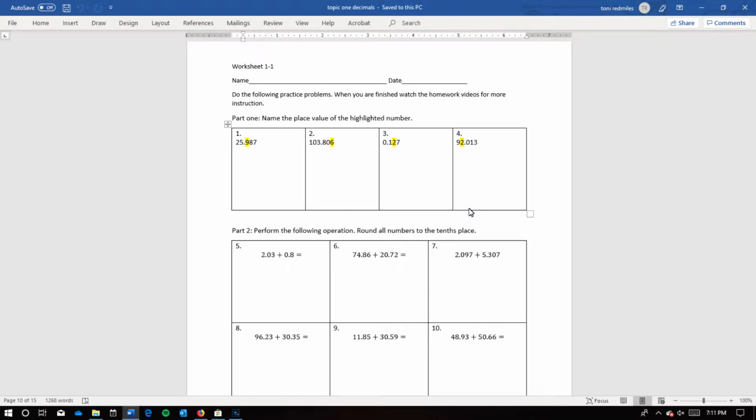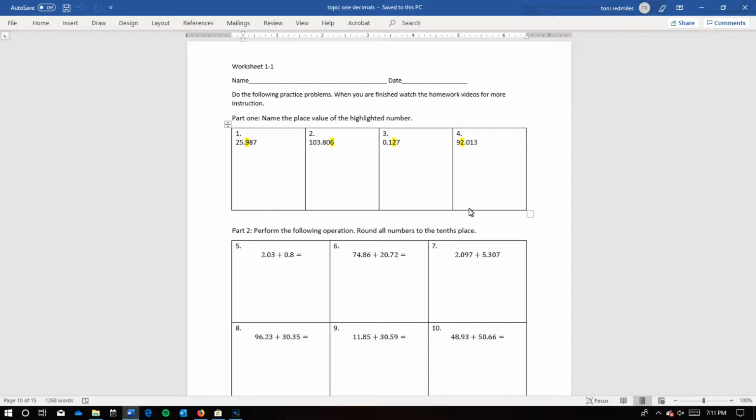So in this video, we will be going over the worksheets for the Hands-On Fun with Rational Numbers class. This is topic 1, the first topic of this class, which is decimals. I'm just going to be working through worksheet 1-1, first topic, first worksheet. So if you're having any problems with this worksheet, please watch this video. I'll do just one worksheet per video.